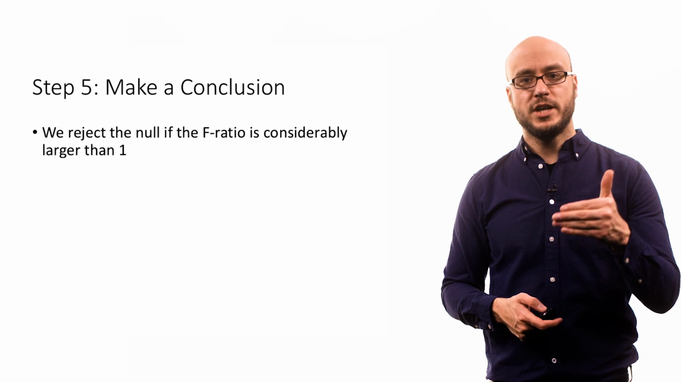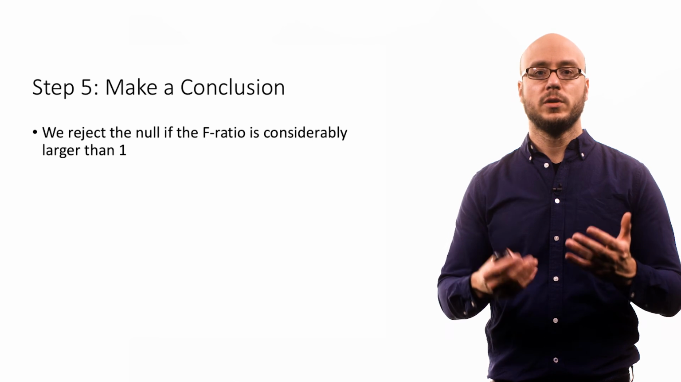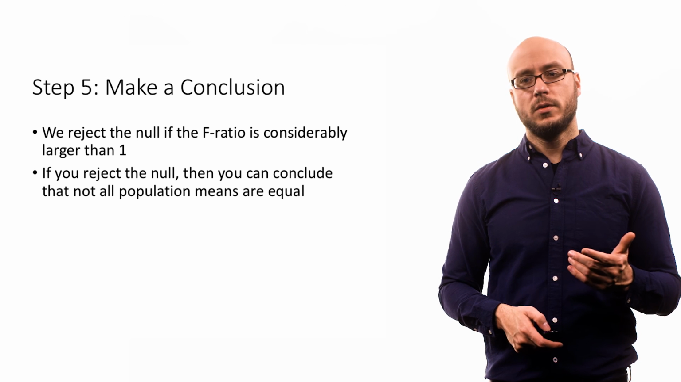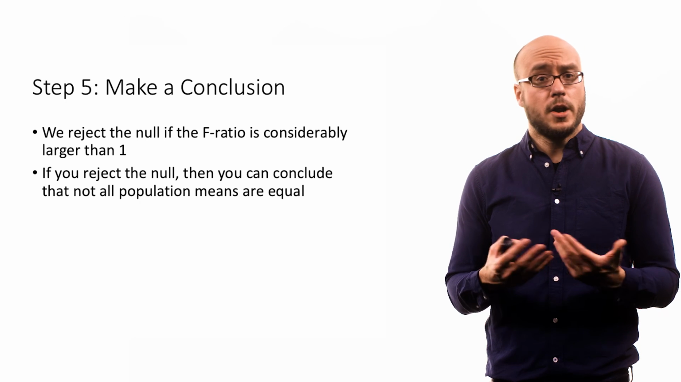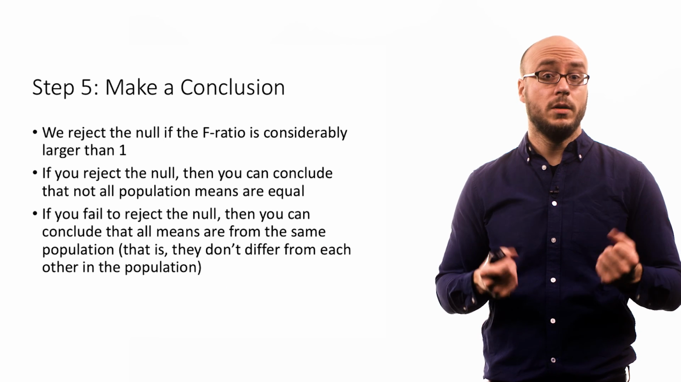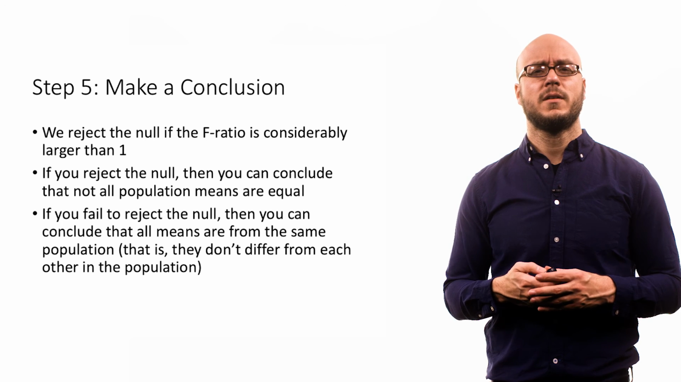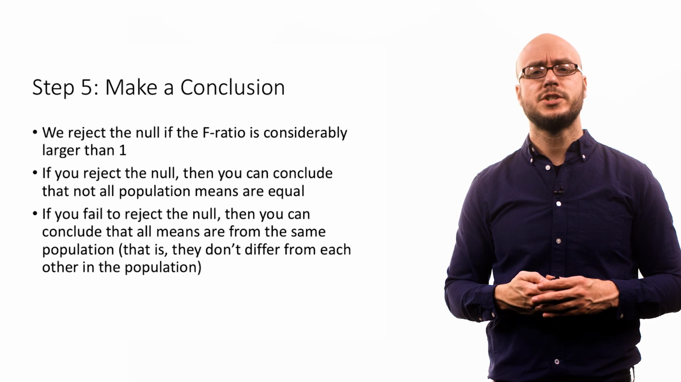So in general, we reject the null if the F ratio is considerably larger than 1, as a rule of thumb. If you reject the null, you can conclude that not all population means are equal. To put it another way, you can say that they're not really from the same population. These are really distinct groups. If you fail to reject the null, then you can conclude that all means are from the same population. To put it another way, they don't really differ from each other all that much in the population.